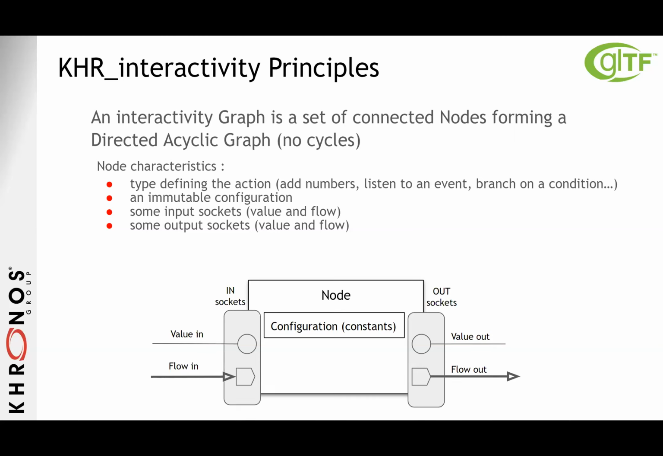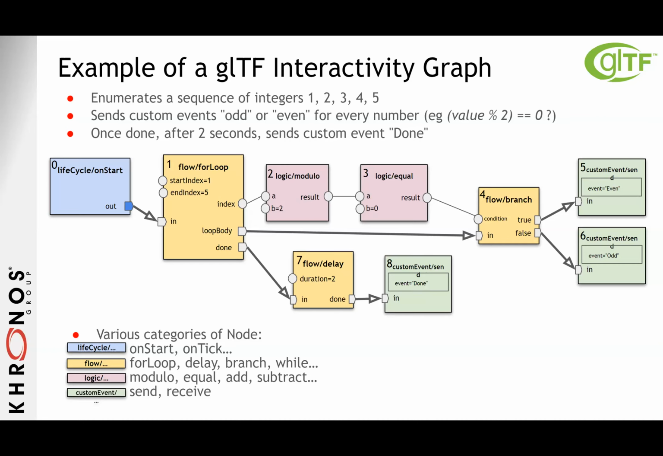Okay, so instead of talking about high-level principles, it's always better to have a simple example. What you see here is a very basic sample code where the purpose of this sample graph is to go through the numbers 1, 2, 3, 4, 5, and for every number, send a custom event that will send odd or even, depending on whether the number is odd or even. And after 2 seconds, when this whole operation is done, we send a custom event node.